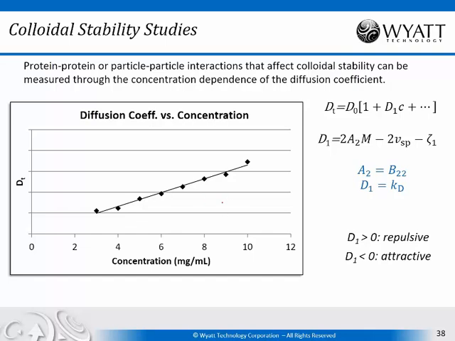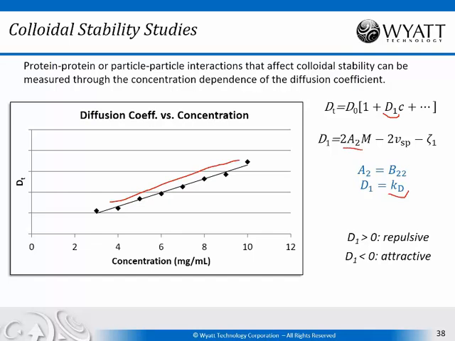And what we do is typically load up a series of concentrations, for instance from 1 to 10 milligrams per milliliter, and measure the diffusion coefficient, which typically changes as a function of concentration. The slope of this line will give us the measure of D1, which is the diffusion interaction parameter, also known to others as K sub D.